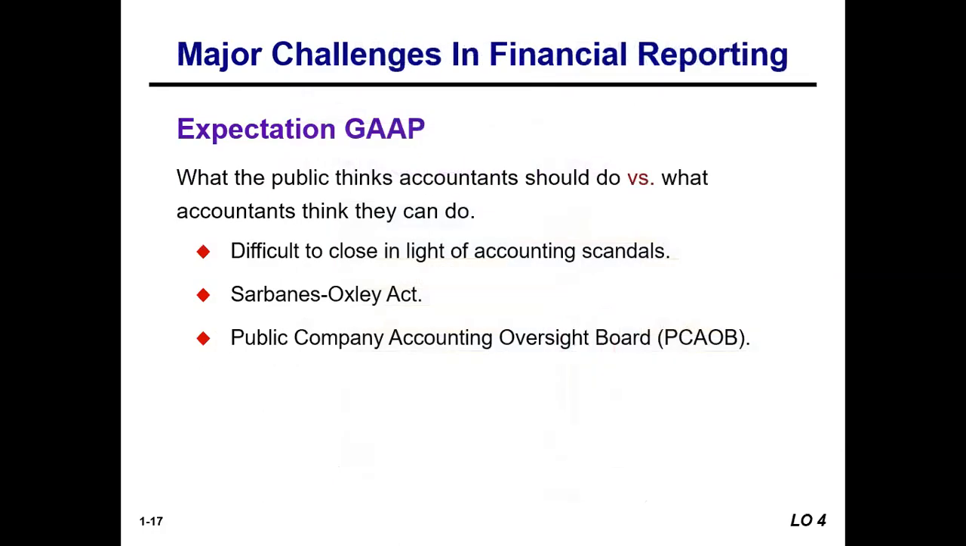All right, so the expectation gap. In Principles of Accounting 1, we touched on ethics, and we're going to discuss ethics again. In any accounting course, you discuss ethics and what the expectation is of accountants and of the accounting field. There really is a gap between what accountants know that we can do and the information that we can provide, and what the public thinks that we can do and the information that we can provide.